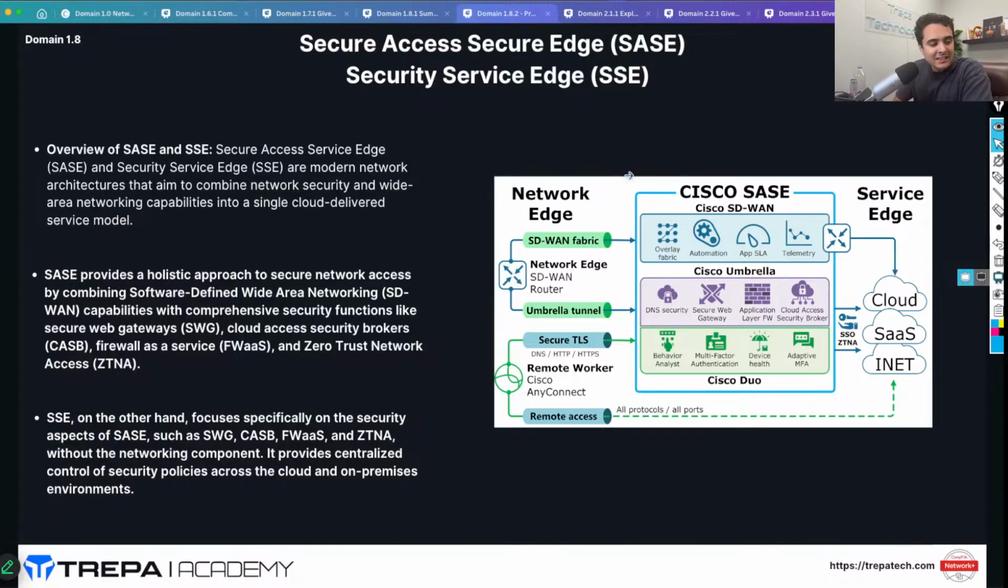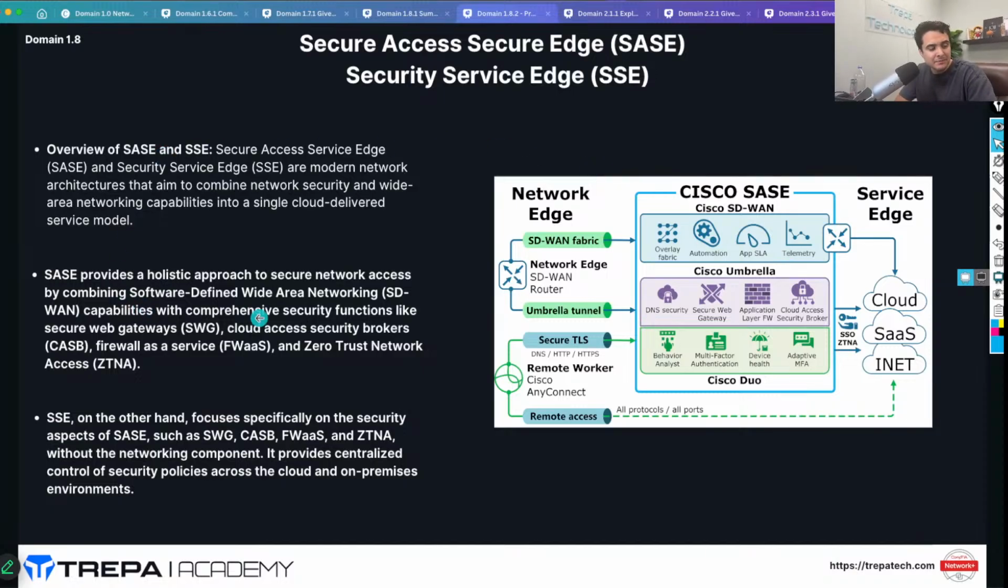So SASE, SSE, I kind of look at this as another SDN offering, but it does a lot more. So SASE, Secure Access Service Edge, and Security Service Edge, these are architectures. Yes, they're products that vendors will sell, but they're products that wrap up a lot of features, technology, security, and software-defined capabilities all into one package.